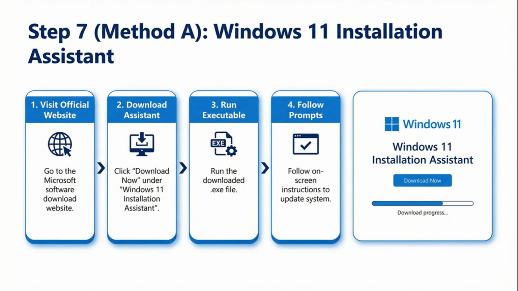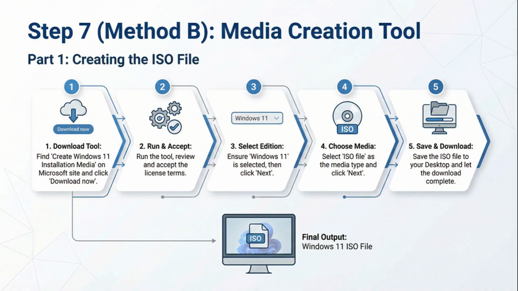Use the Windows 11 Installation Assistant for an in-place upgrade. Download the assistant, run the executable, and follow the prompts to update your system seamlessly. The Media Creation tool allows you to create an ISO file for Windows 11. Follow the steps to download, run, and save the ISO file, preparing for a clean installation.